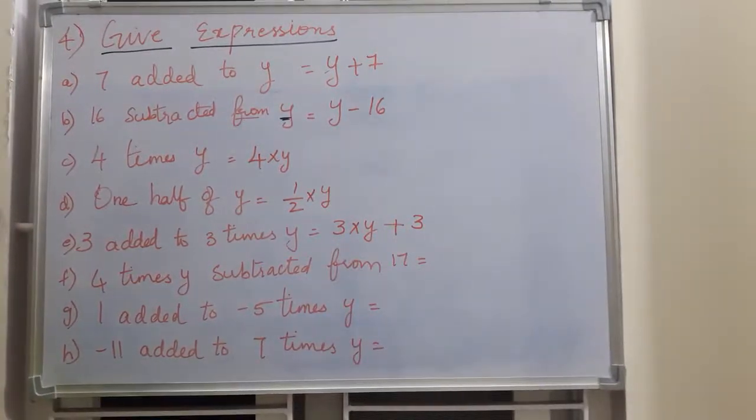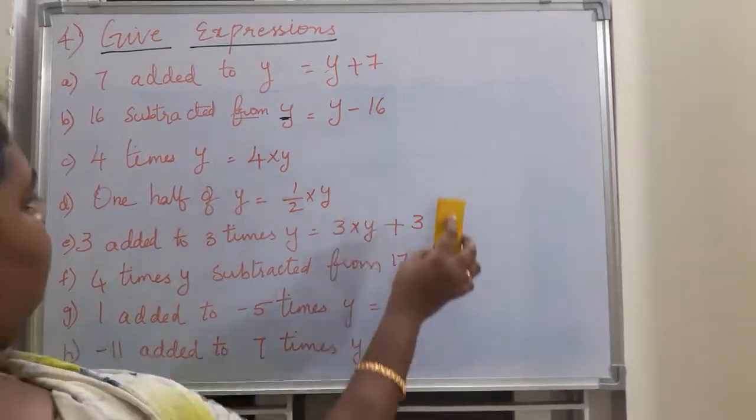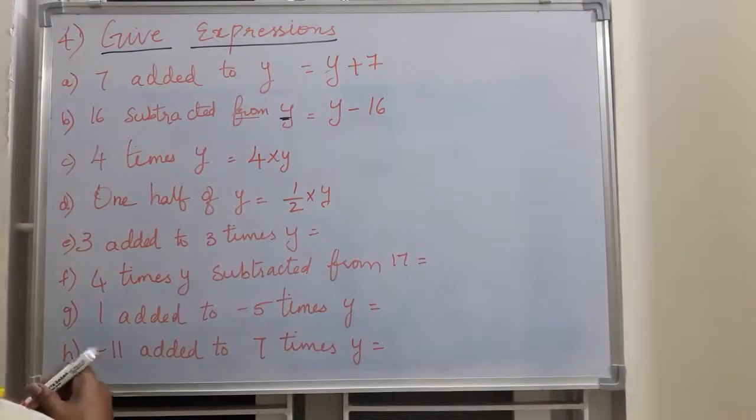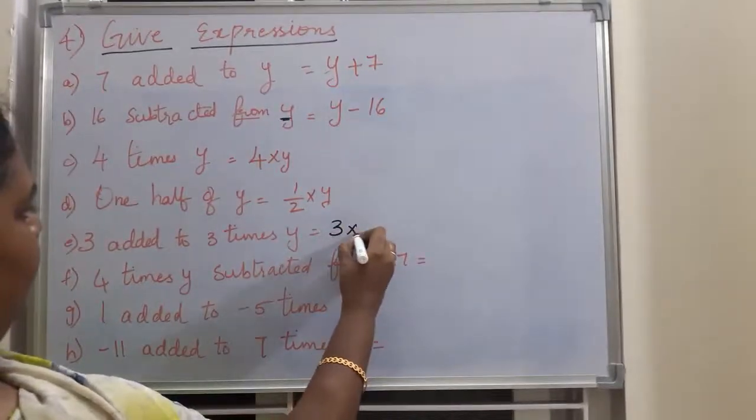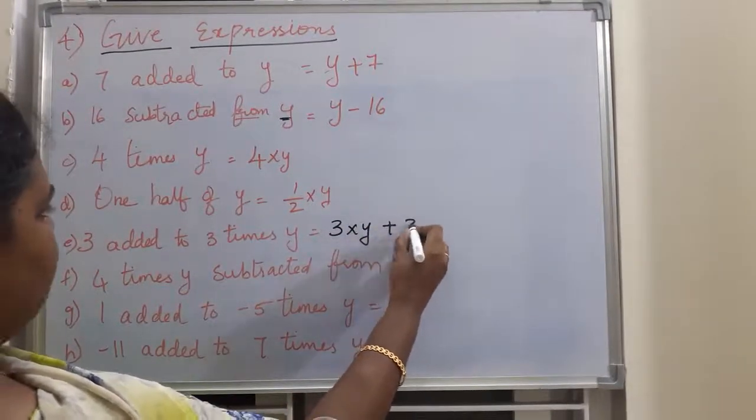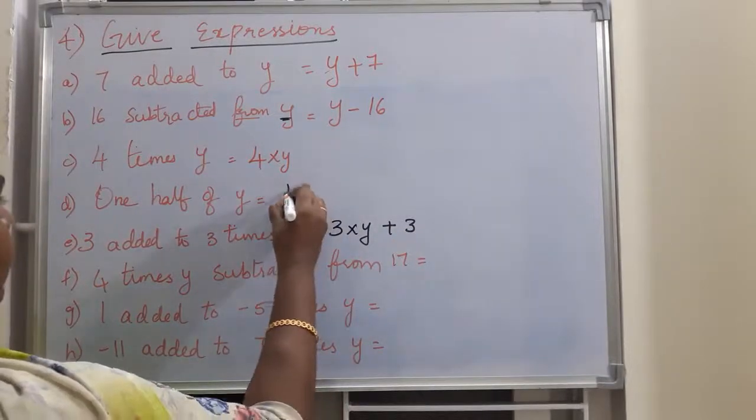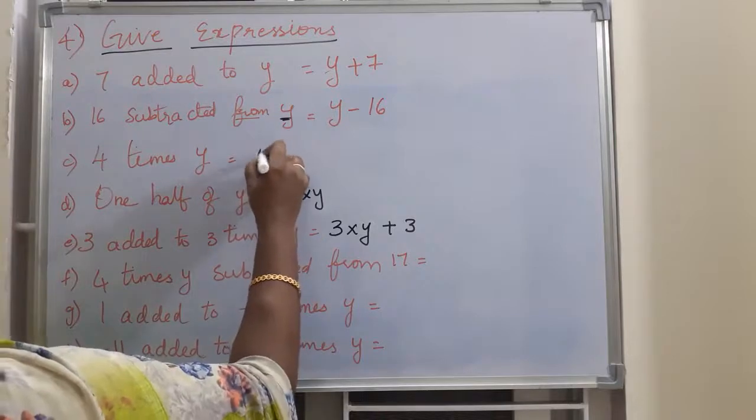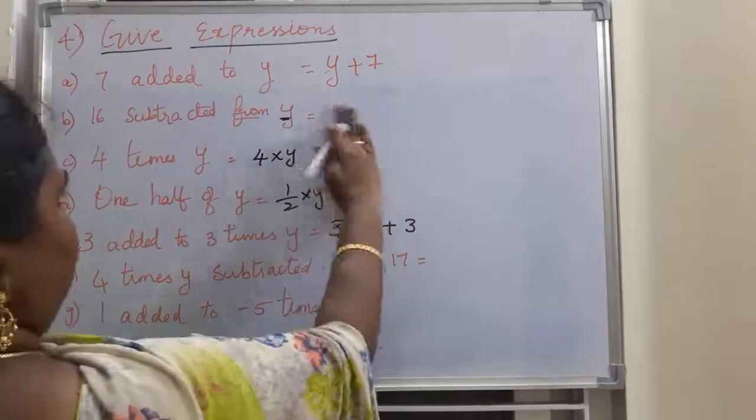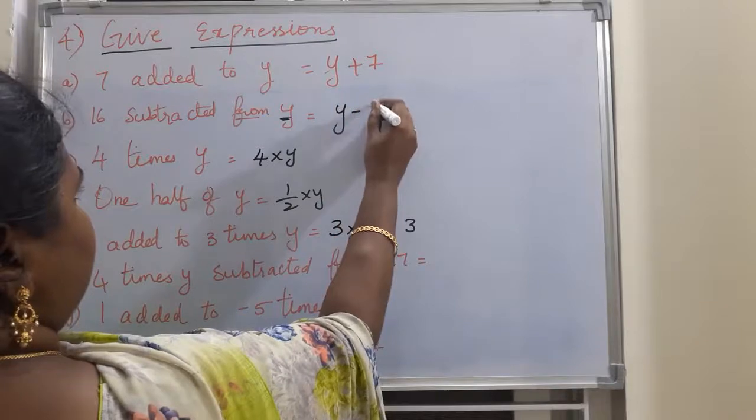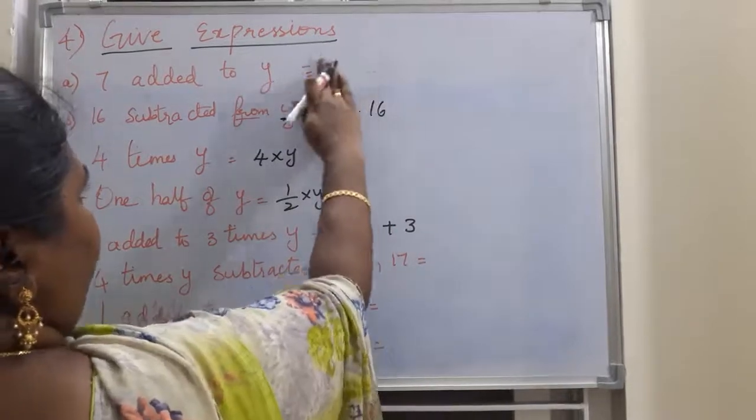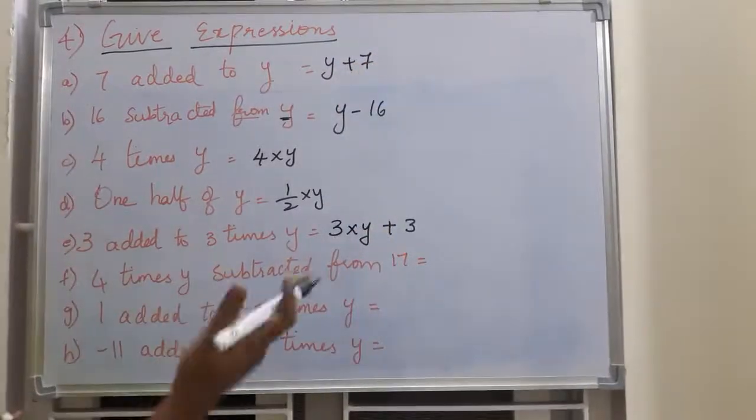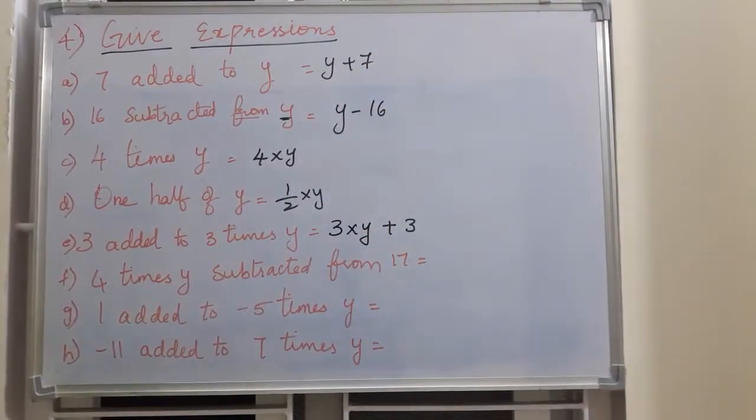I think it's better if I write with the black pen so that you'll understand the things better. So 3 into y plus 3. So 1 by 2 into y. 4 into y. y minus 16. I am doing like this so that you will see clearly the difference. You will find out the difference between the question and the solution.